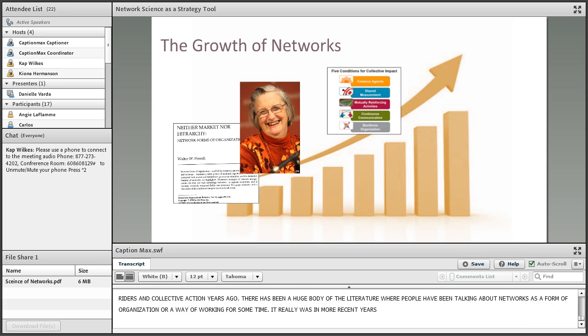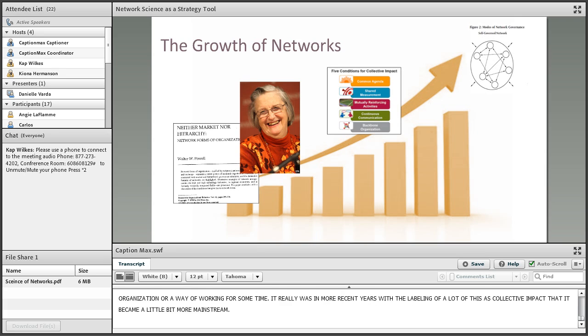But it really was in the more recent years with the labeling of a lot of this as collective impact that it became a little bit more mainstream. People had a common language, they really knew how to fund it. But what we're seeing now is some people kind of questioning that model and wondering if that's the best way, which is exactly where we should be in all of this work, really at a point of deeper understanding of what works and what doesn't.